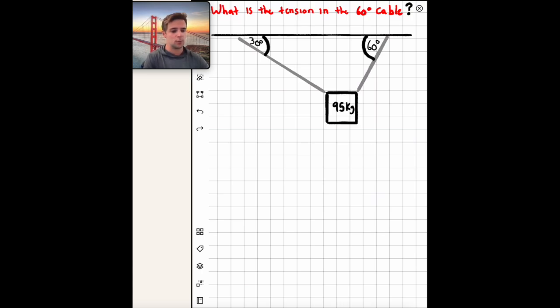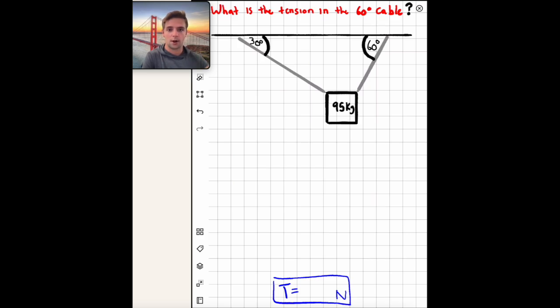Okay. So step one is to figure out what the question is asking us. The question is asking us what is the tension in the 60-degree cable. We're going to set ourselves up for success by going ahead and filling in the part of the answer that we know. The tension is equal to something, and forces are generally expressed in newtons, including here in this problem. So that's step one. Step two, start to understand the facts that we have.